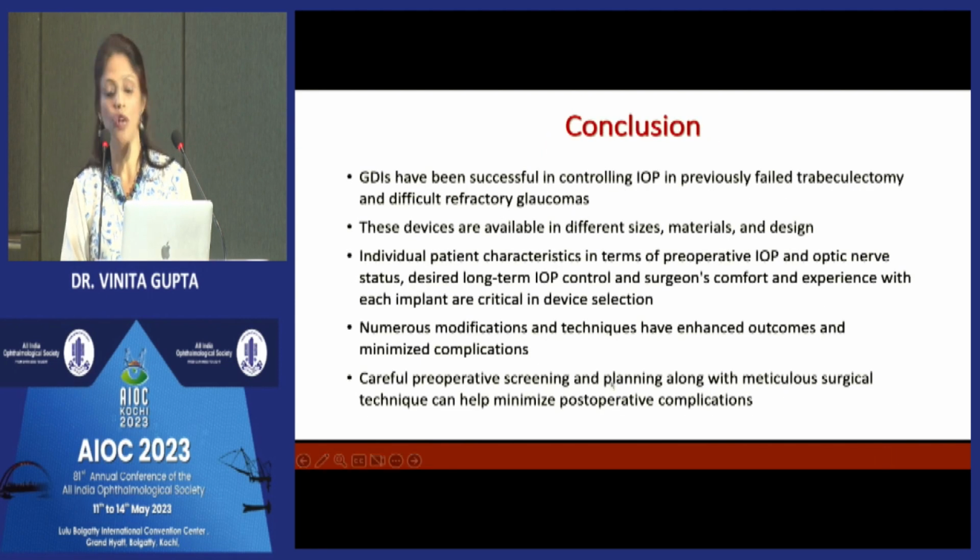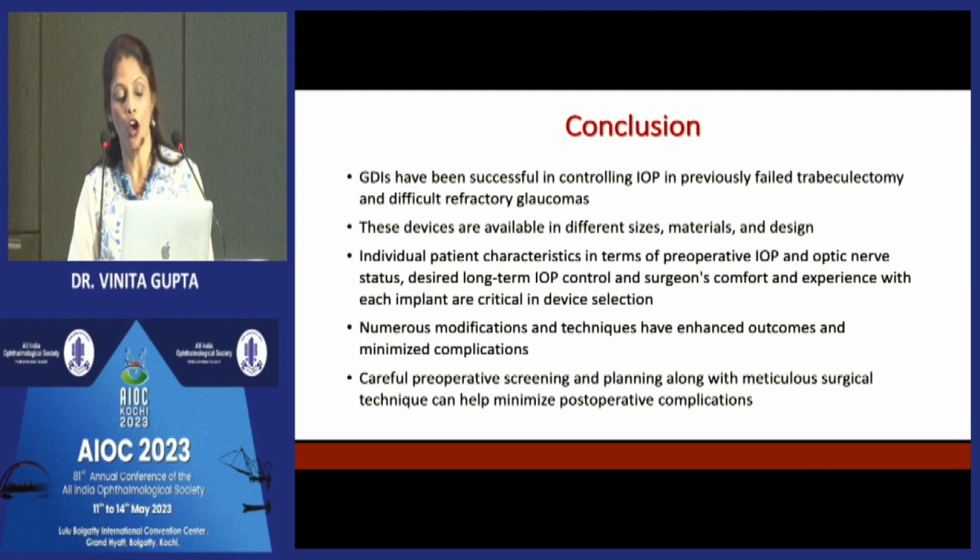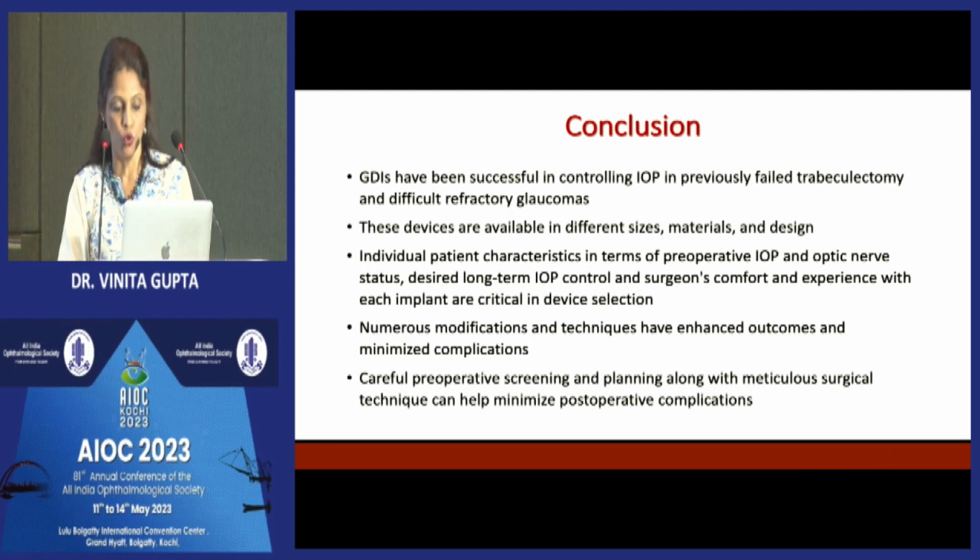So just to conclude, GDDs are very successful in controlling IOPs in previously failed trabeculectomies and refractory glaucomas. They're available in different sizes, materials, and designs. It is the individual characteristics of the patient in regards to his preoperative IOP, his optic nerve status, his desired long-term IOP control, and the surgeon's comfort and experience, which all decide which type of implant we have to choose. And numerous modification techniques have helped us in choosing these. Therefore, careful preoperative screening and planning along with meticulous surgical technique can help in minimizing all the complications, which were thought to be very dangerous earlier when we were not doing the implant surgeries.